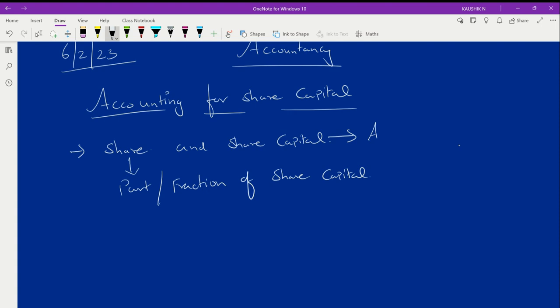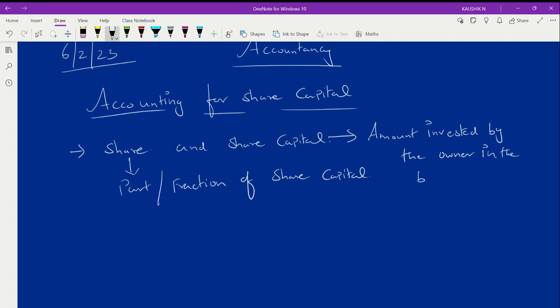It comes under liability heads, but in general it is nothing but the amount invested in the business by the proprietor. Am I right? It is the amount invested by the owner, we can say in other words. Amount invested by the owner in the business.